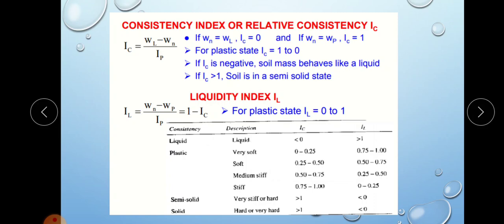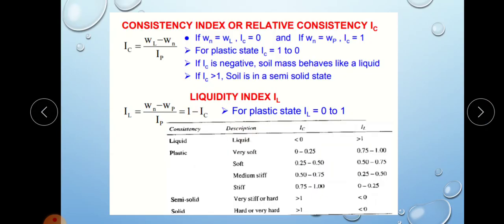Here also, when the soil is at liquid limit, that is, WN is equal to WL, what will the equation be? WL minus WP means IP itself, so IP divided by IP. When the soil is at liquid limit, the liquidity index will be 100%, so it behaves as a liquid. When the soil is at plastic limit, that is, WN equal to WP, the numerator becomes 0, so the liquidity index is 0. A negative value of liquidity index indicates the water content is smaller than the plastic limit, so the soil in that state is hard. That is about the liquidity index.